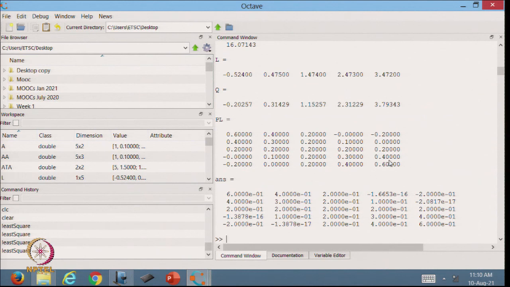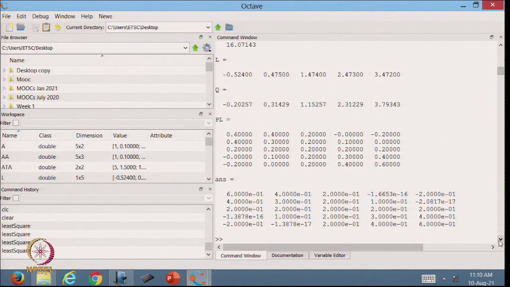So it is a 5 cross 5 matrix, and you can see that this is a symmetric matrix. If I take its square, then this is PL square. So PL square is also equal to PL. You can see that it is 6 point this 10 raised to power minus 1, so that will be 0.6, it is 0.4, 0.2, it is e raised to power minus 16 means it is 0, and here it is 0.2. So you can also verify that PL square is equal to PL.